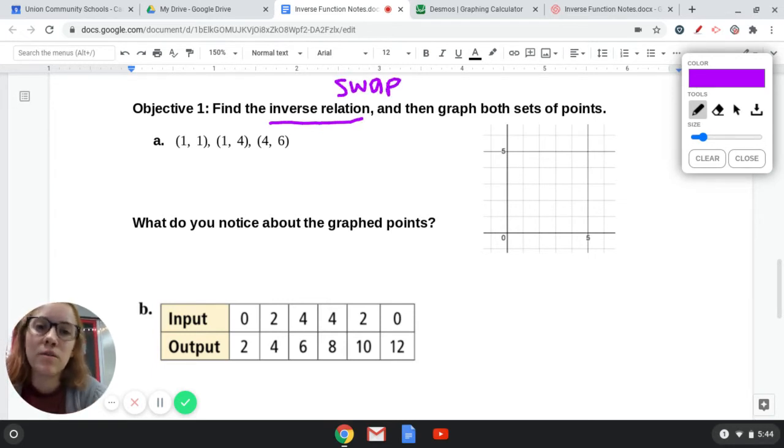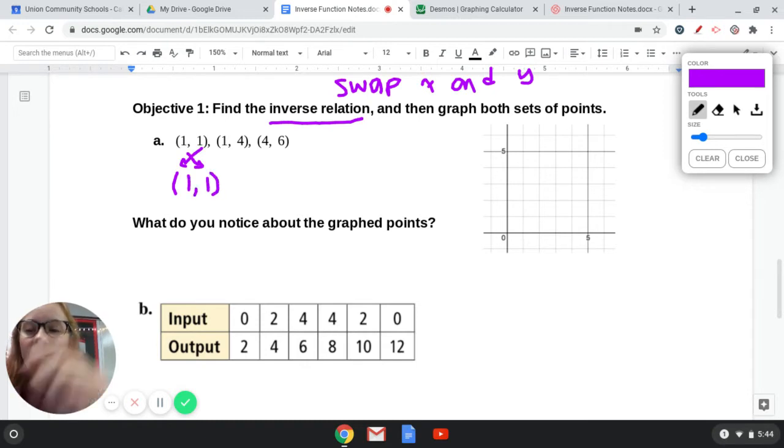I'm going to write that down, which means to find this new set of points, we will swap x and y. So for this first point, it actually doesn't change the point. In our minds it does though. So then the second point will become (4, 1), because we swap the 4 and the 1.